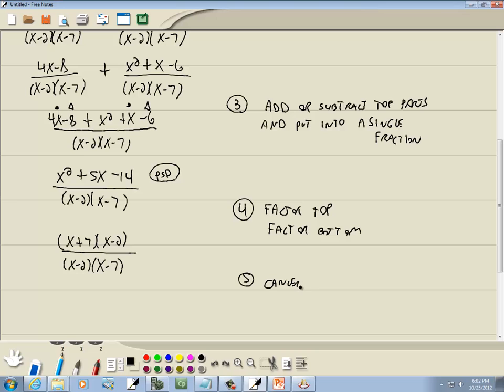And step 5, cancel if possible. Notice I have an x minus 2 here and x minus 2 here. Those are going to cancel. So our answer is x plus 7 over x minus 7.